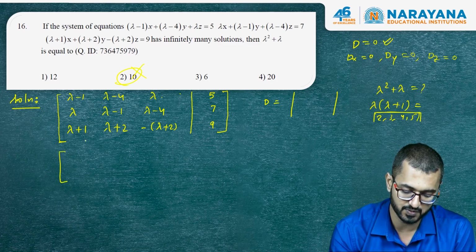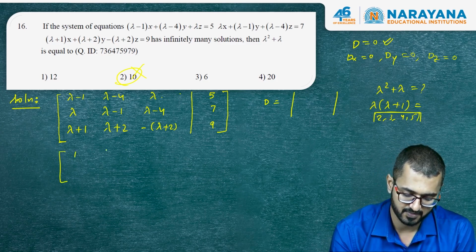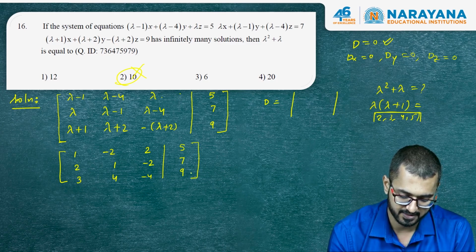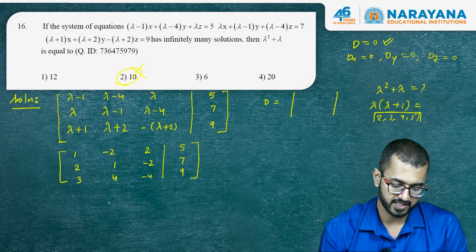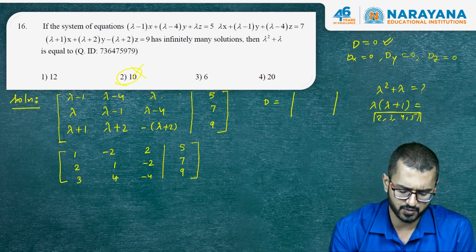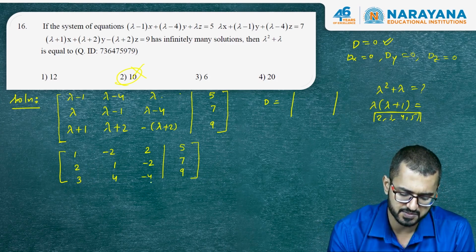If I plug in 2 here, I get 1, 2 minus 4 is minus 2, and 2. This row is 2, 1, minus 2. This is 2 plus 1, 3, 2 plus 2, 4, and minus 4. This is the system I have, with 5, 7 and 9 on the right. For this system, we can reduce it to a determinant and see if the determinant becomes 0 or not.